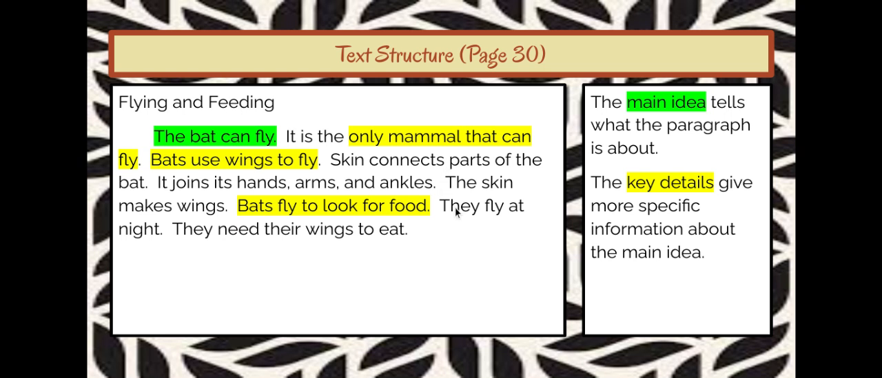Now let's look at the next paragraph. Remember that you will be highlighting the main idea green and the key details yellow.